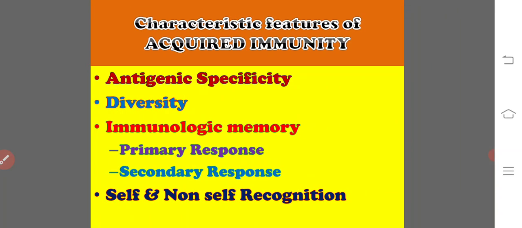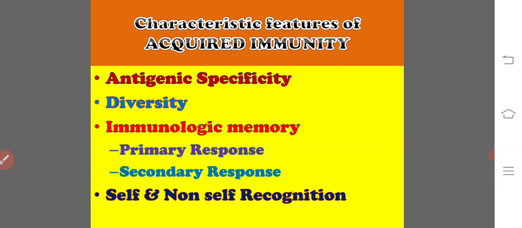Now, acquired immunity can be defined as the resistance that an individual acquires during lifetime by recognizing and selectively eliminating specific foreign molecules. That is, acquired immunity is a more specialized form of immunity. It developed late in evolution and is found only in vertebrates.